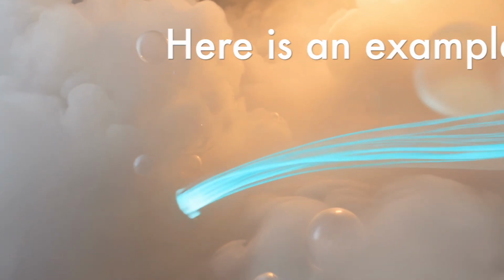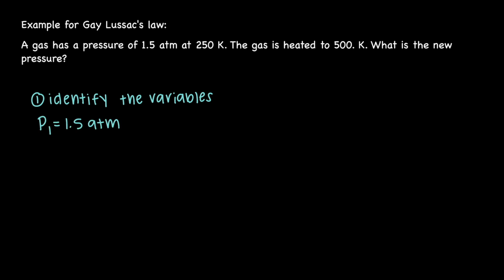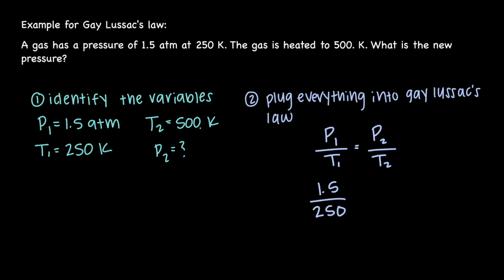Here is an example. A gas has a pressure of 1.5 atmospheres at 250 Kelvin. The gas is heated to 500 Kelvin. What is the new pressure? Identify the variables. P1 equals 1.5 atmospheres, T1 equals 250 Kelvin, T2 equals 500 Kelvin. Solve for P2. Set up the equation. 1.5 divided by 250 equals P2 divided by 500. Solving gives a final pressure of 3.0 atmospheres.